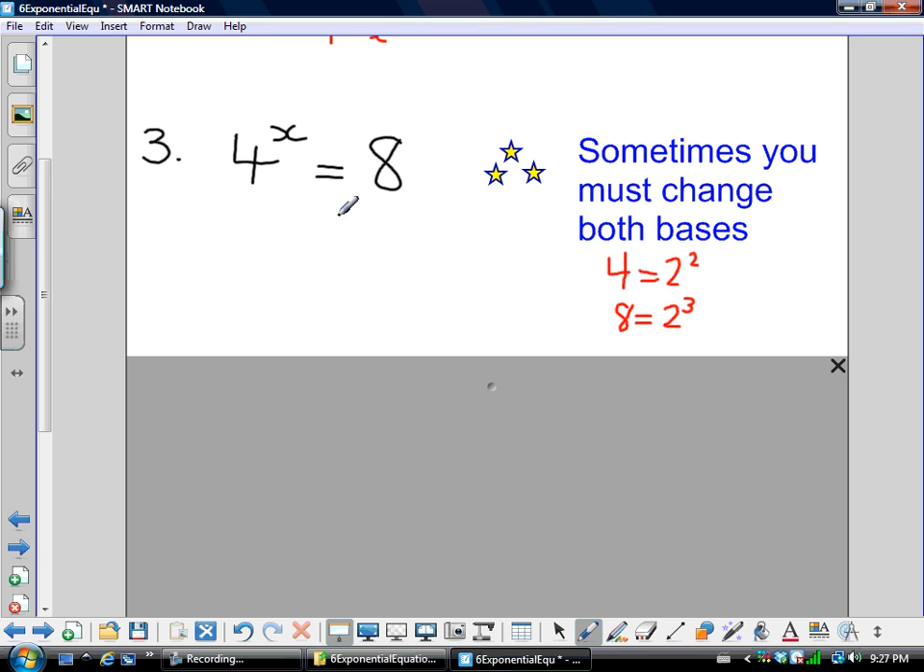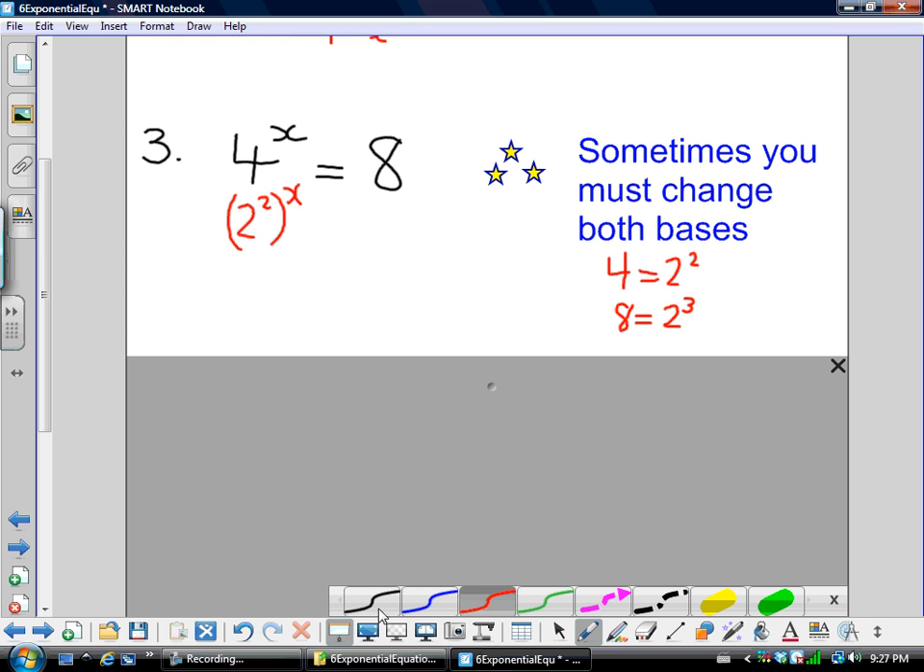So we're going to do 2 substitutions. The 4 I'm going to change to 2 squared. But I also have an x there, so the x is still there, and all I've done is I've changed that base 4 to 2 squared. And I'm going to change the base of 8 to 2 cubed.